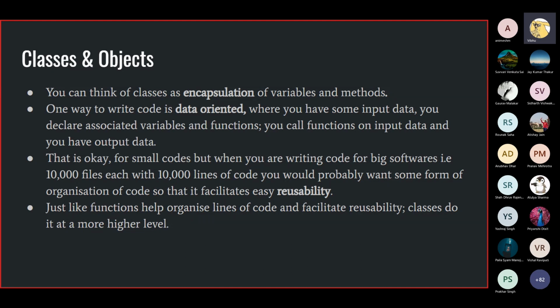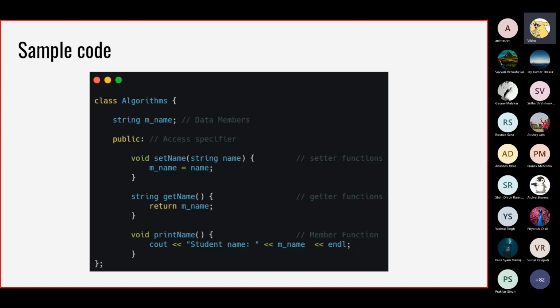And just like functions help organize lines of code, classes and objects help to define that organization at a higher hierarchy. Okay. So this is a simple sample code of what a class may look like. I'll first talk about the obvious things. You have this class, and the name of the class is algorithms. If you have used structures in C, this is almost similar, except for access modifiers or access specifiers as mentioned here. I'll talk about this, but I'll just go through the class definition once.